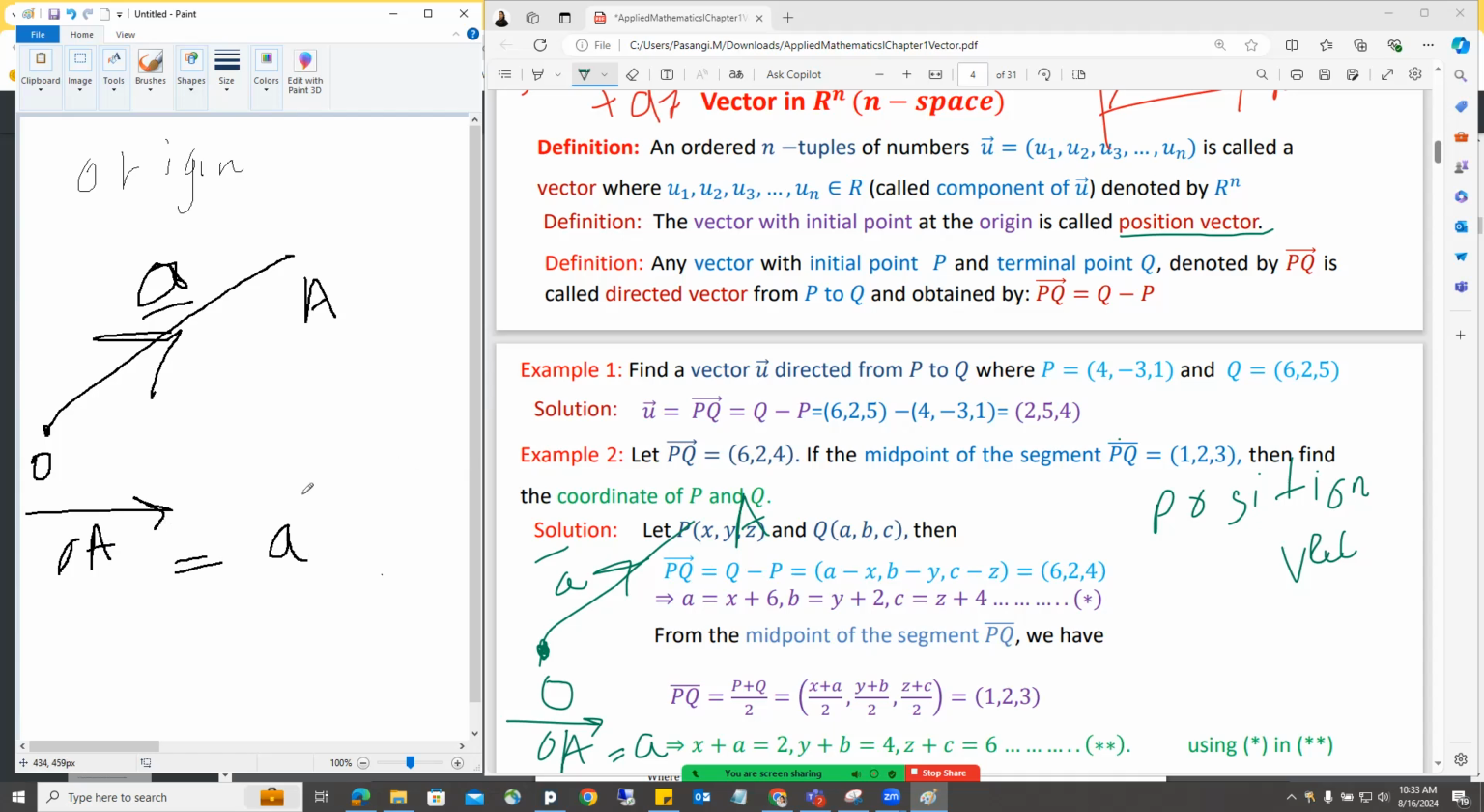Now, this OA vector always starts with the origin. We call this a position vector. So always, the vector with the initial point at the origin. It might be OA or OB or OC. Whatever we are considering as the origin, we need to start with that origin. As a standard, we will consider O as the origin in this world. Is it clear?